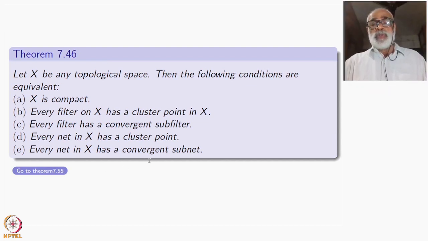Again, I have promised you to do similar things for nets also. So two different characterizations here, similar ones. D: Every net in X has a cluster point. E: Every net in X has a convergent subnet. Okay, so A, B, C, D, E are equivalent. Namely, these are four more characterizations of compactness.